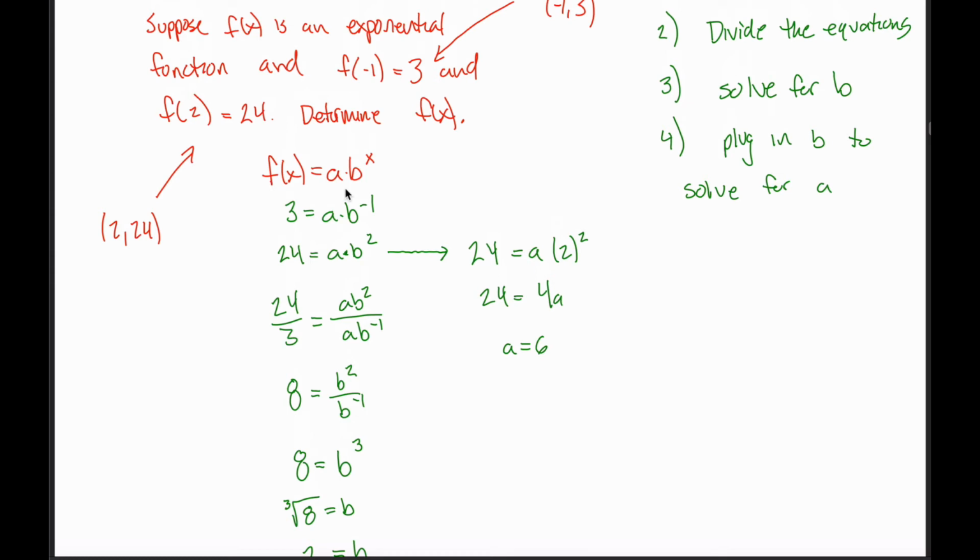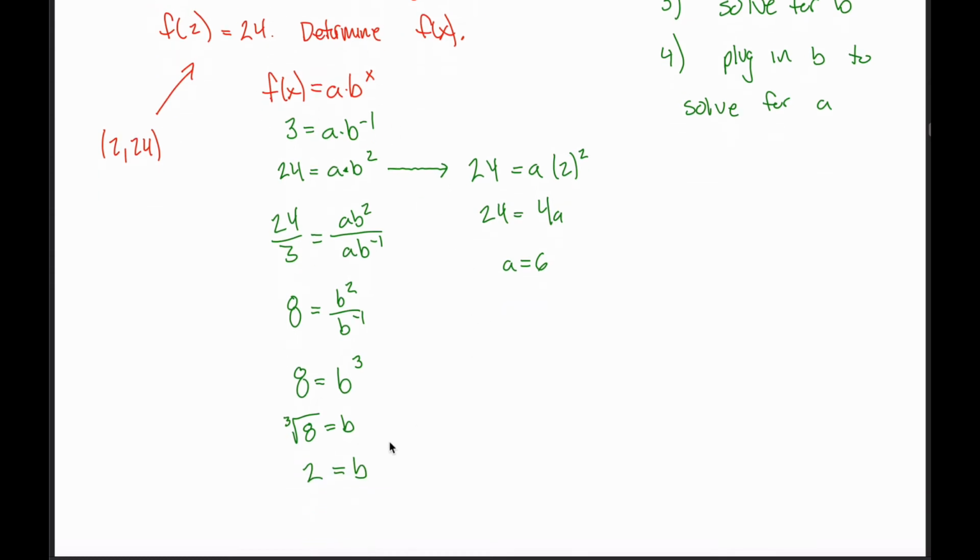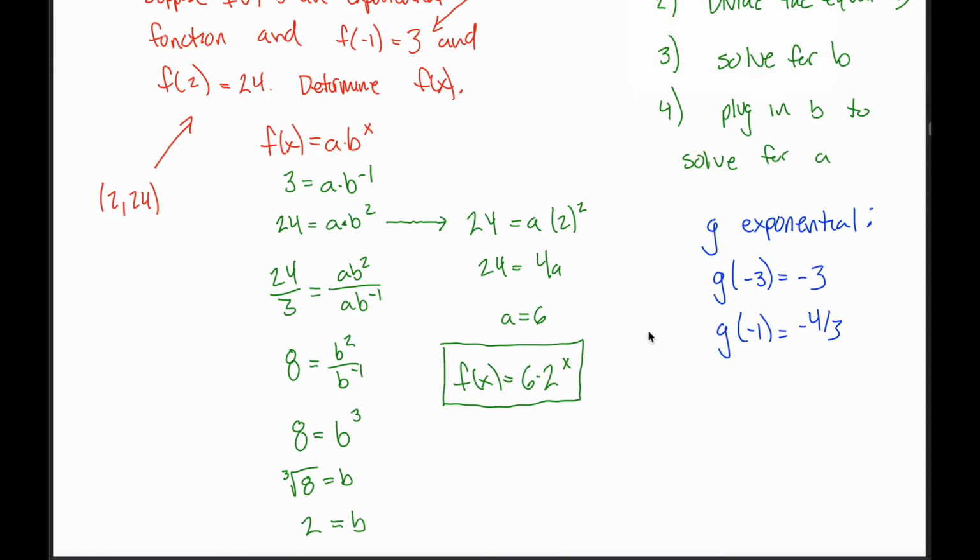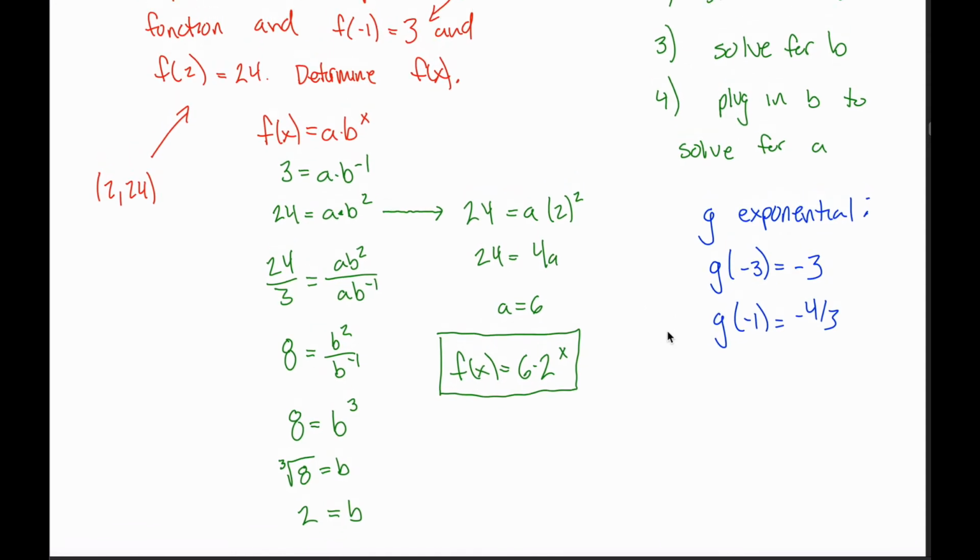Determine f of x. Well, f of x is a times b to the x power, where a is 6 and b is 2. In other words, f of x is equal to 6 times 2 to the x power. One more example, exact same thing, except a little bit quicker with harder numbers.